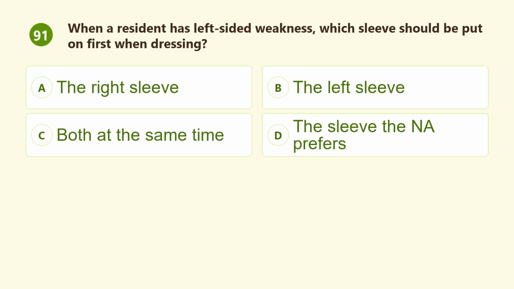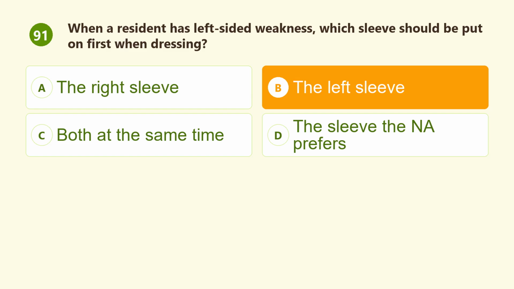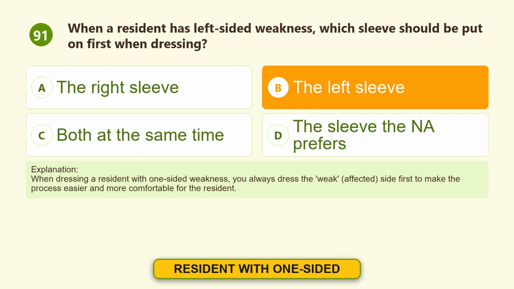Question 91. When a resident has left-sided weakness, which sleeve should be put on first when dressing? Option A, the right sleeve. Option B, the left sleeve. Option C, both at the same time. Option D, the sleeve the NA prefers. The correct answer is option B, the left sleeve. When dressing a resident with one-sided weakness, you always dress the weak affected side first to make the process easier and more comfortable for the resident.